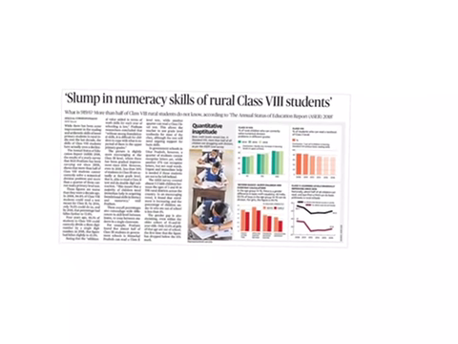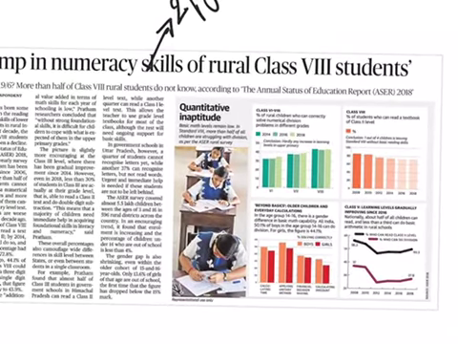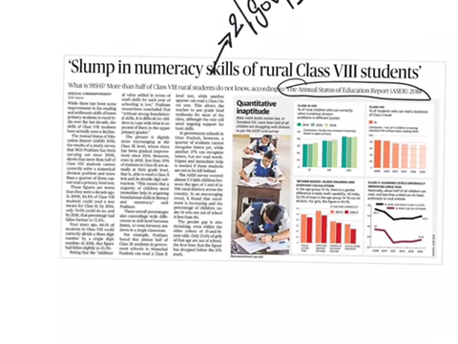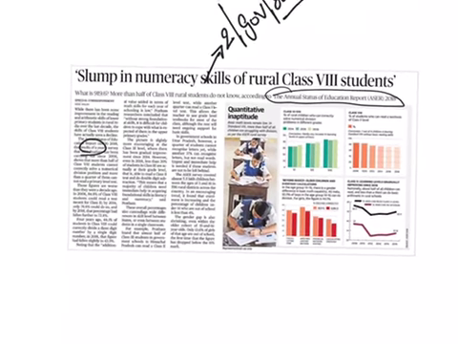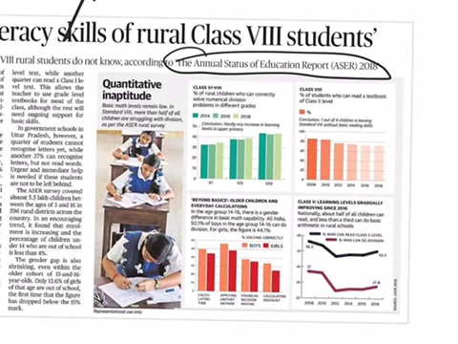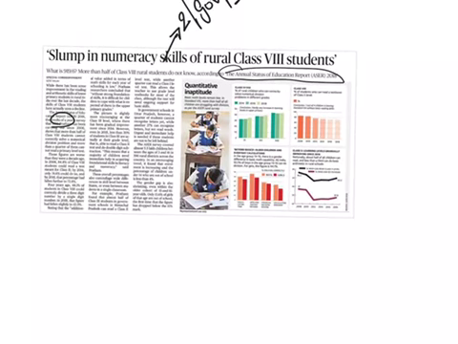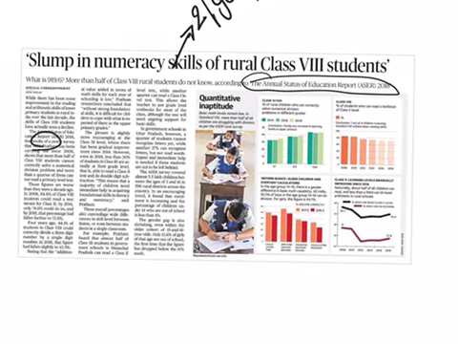The next article is Slump in Numeracy Skills of Rural Class 8 Students. This article comes under GS paper 2 under the topic of governance, and here the subtopic is regarding issues related to education. From this article, what is important from the prelims point of view is just note down about this report and who released it. It is the Pratham NGO, which is a non-profit organization, that has released this report. It is an annual survey about the education in the rural areas. And note down these details which can be used to substantiate our answers in the mains. Other than this, there is nothing much important from this article. Just note down these findings of this report.